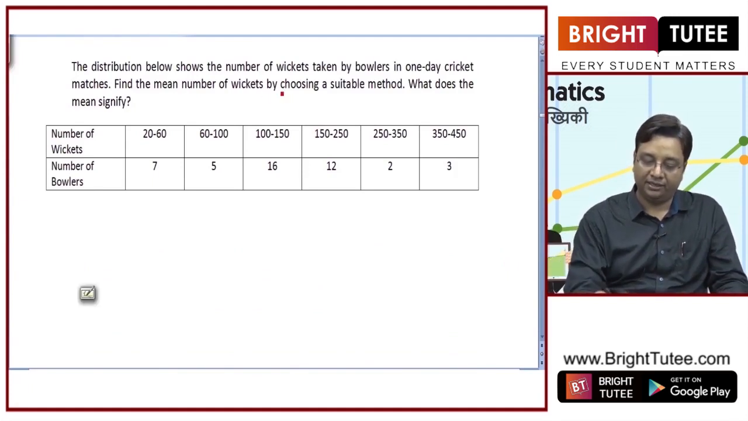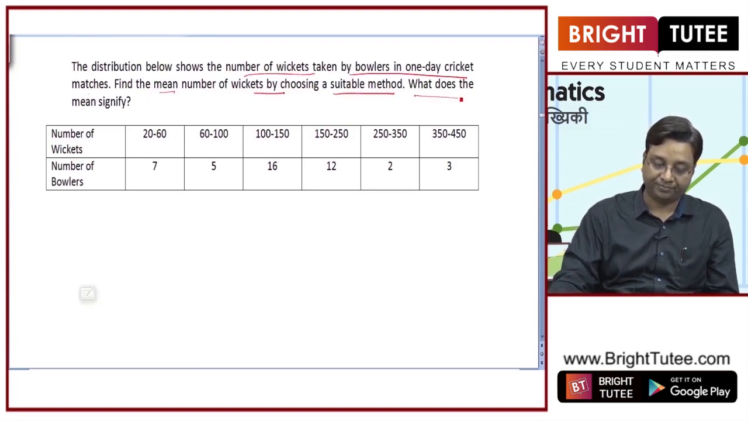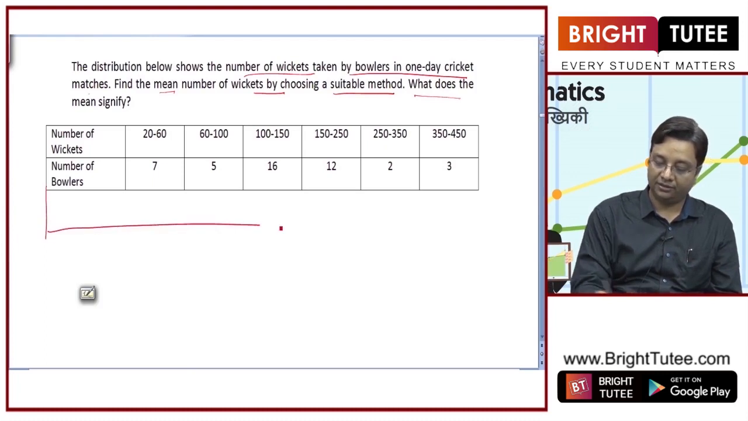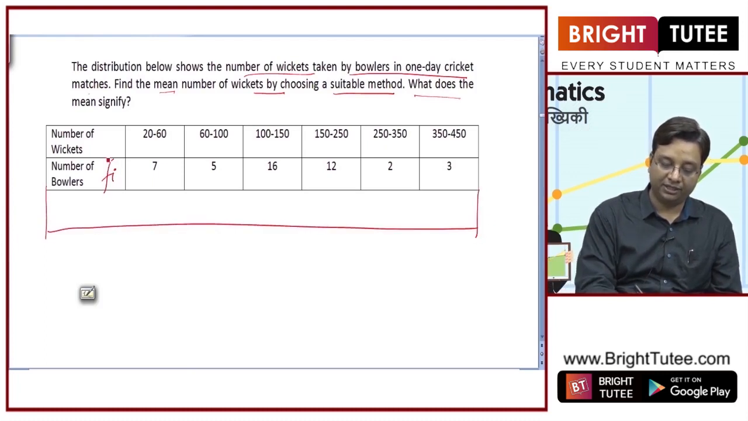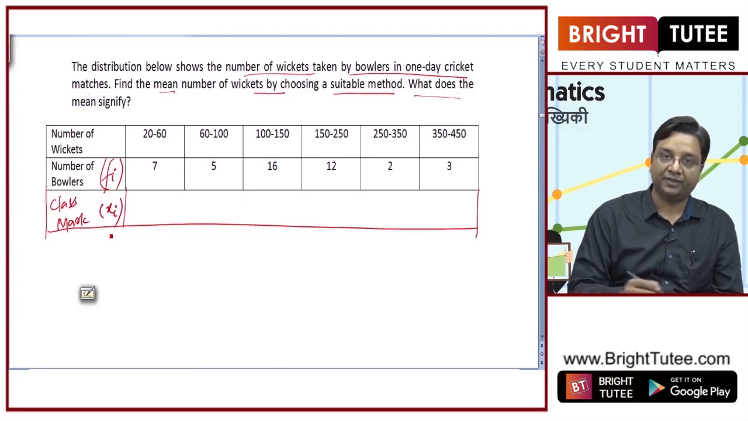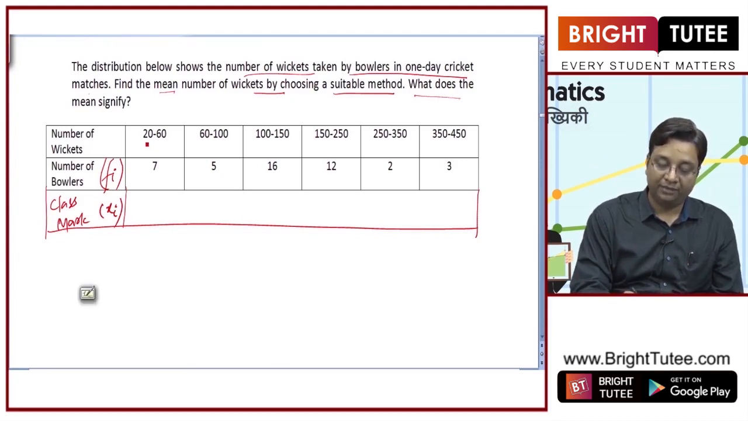Now these are the number of wickets taken by bowlers in one-day cricket matches. Find the mean number of wickets by choosing a suitable method. What does the mean signify? So the first thing we need is, this is the frequency, and for xi I need the class mark, which will be my xi, right. Class mark is upper limit plus lower limit divided by 2. Here 80 divided by 2 will become 40. In this case 60 plus 100 is 160, divided by 2 is 80.